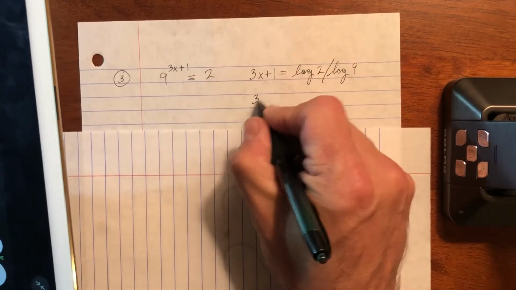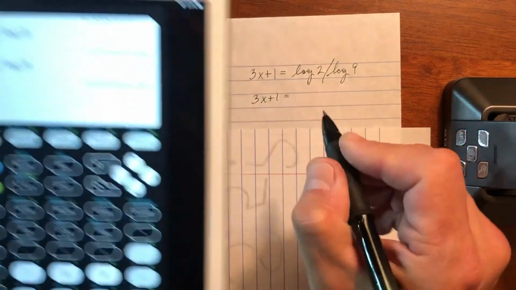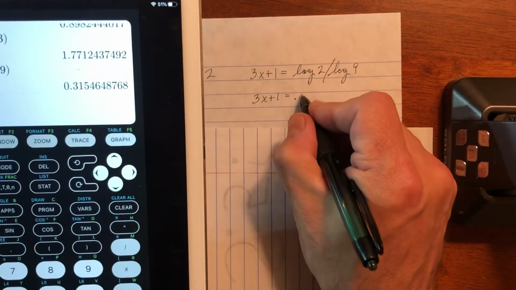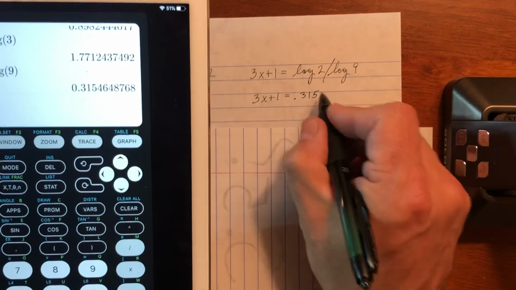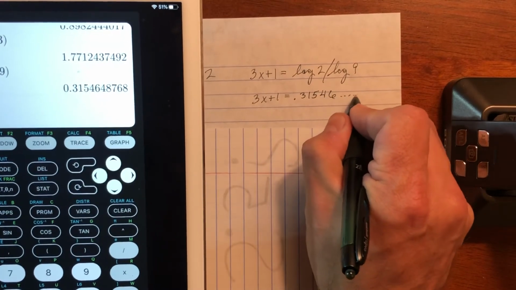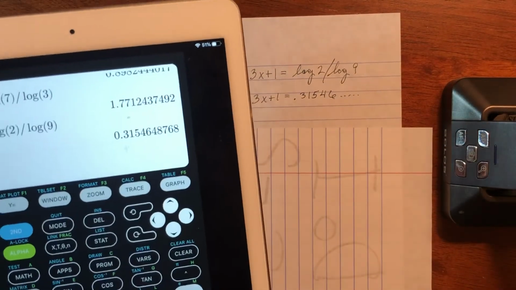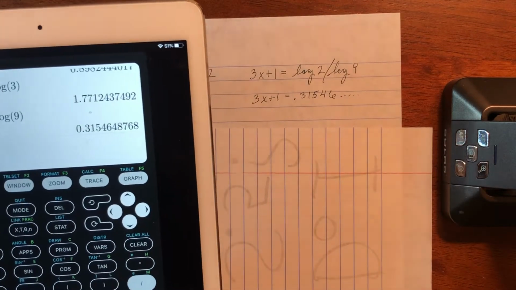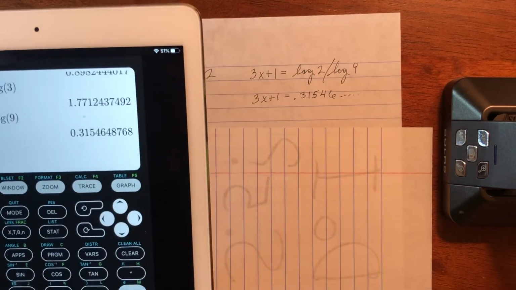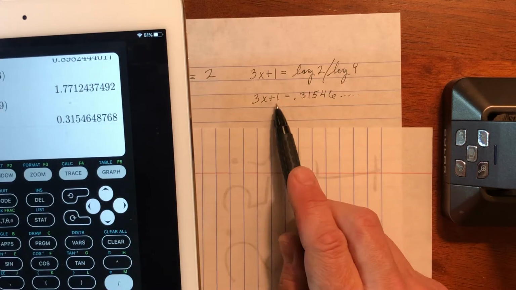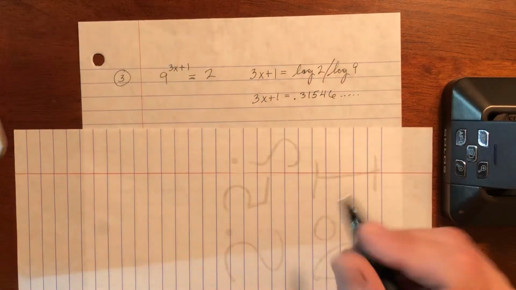So now I've got 3x plus 1 is equal to 0.31546, and so on and so on. Okay? I don't want to round that off yet. I only want to round it off when I get to the very end. So now we want to get x all by itself. So what would you do?